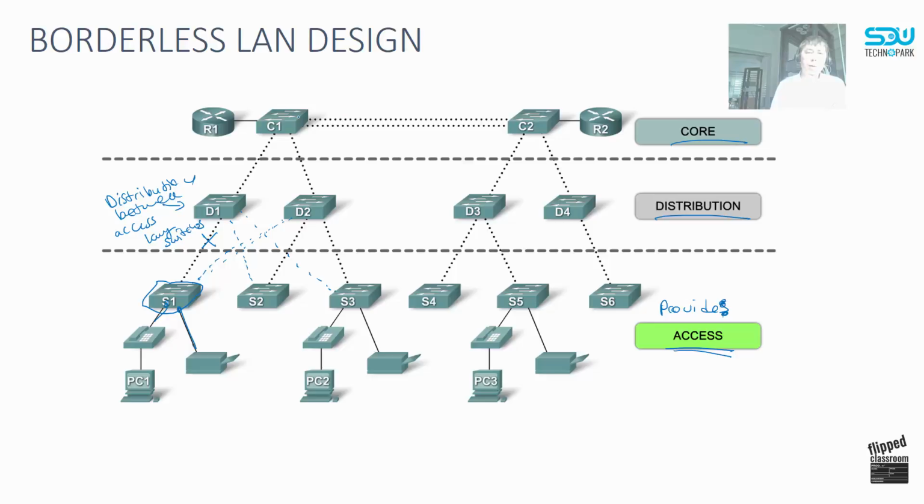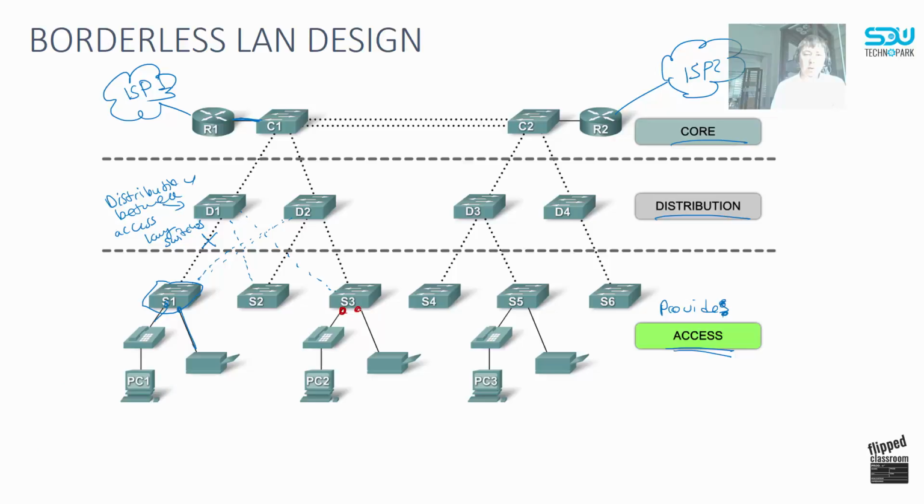And core layer switches are making connectivity between distribution layer switches and also they are connecting to the router, and the router itself is connecting to the ISP, to the internet. So we may have two internet service providers, ISP2 and ISP1. Also I want to mention some characteristics of the access layer switches.